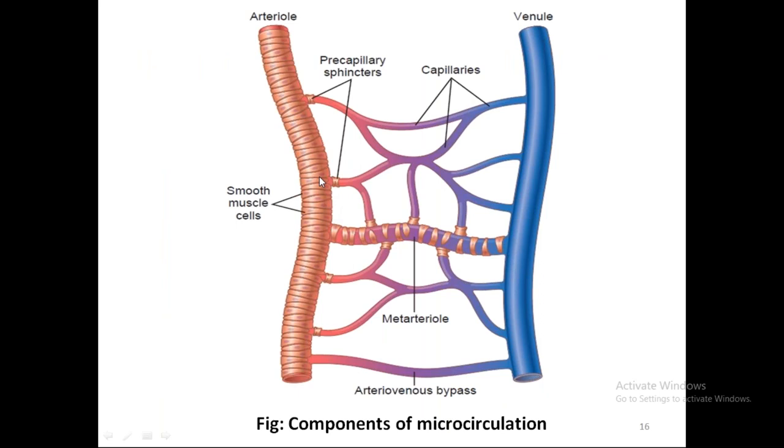Here we see arterioles. In arterioles, there is a continuous muscular coat. But in case of metarteriole, there is no continuous muscular coat. It is the smaller division of the arterioles. Here, muscular fibers encircle the vessel at intermittent points.